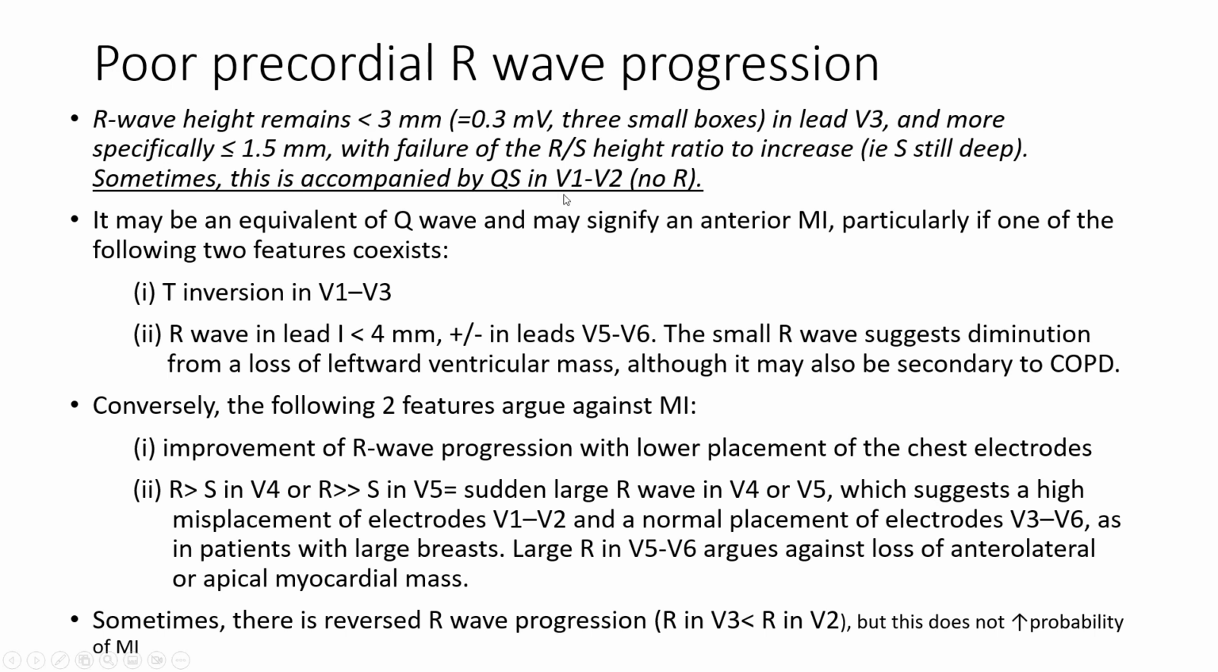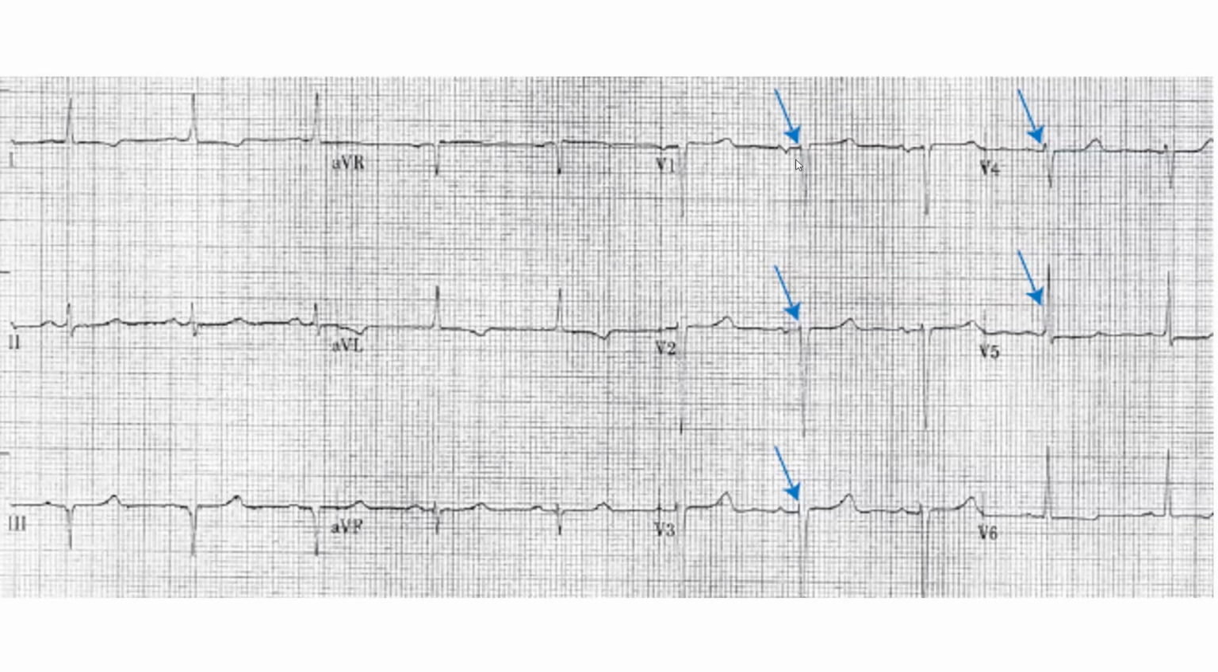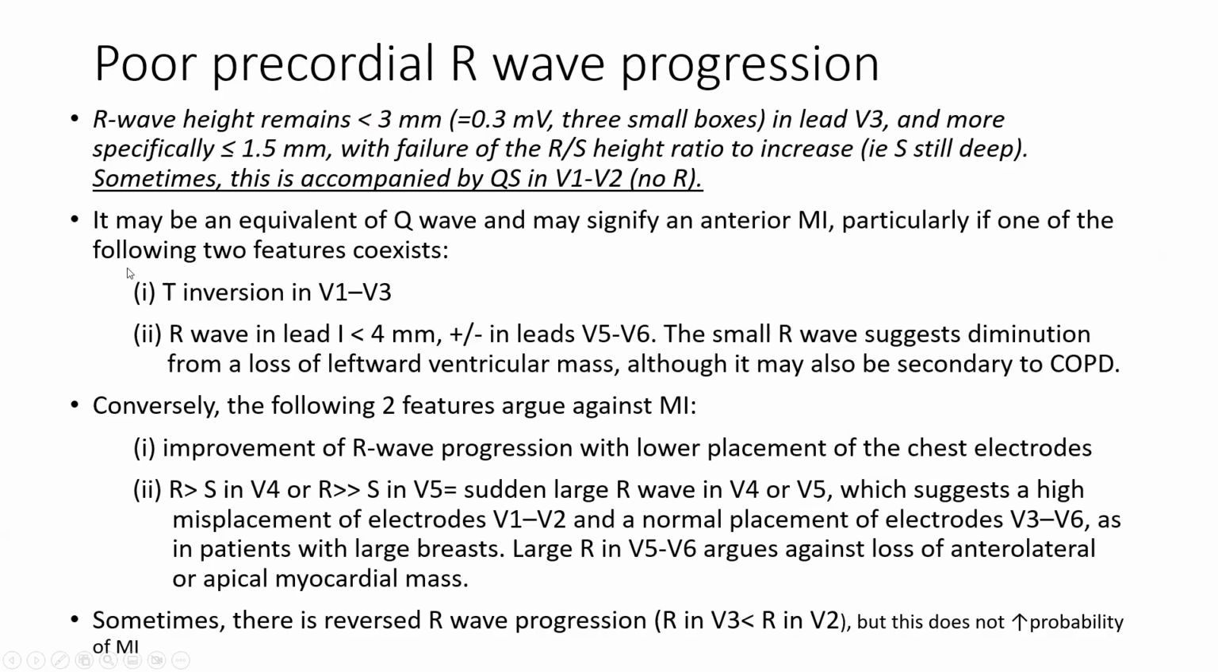Sometimes this is accompanied by QS in V1, V2, which is what I mentioned earlier. QS in V1, V2 with the present R wave in V3 is not definitely an infarct. It's more in the realm of poor precordial R wave progression in terms of its differential diagnosis. This is an illustration of a small R wave in V1 through V3 that remains less than 1.5 millimeters in lead V3. This poor precordial R wave progression may be an equivalent of Q wave and may signify an anterior MI, particularly if one of the following two features coexist.